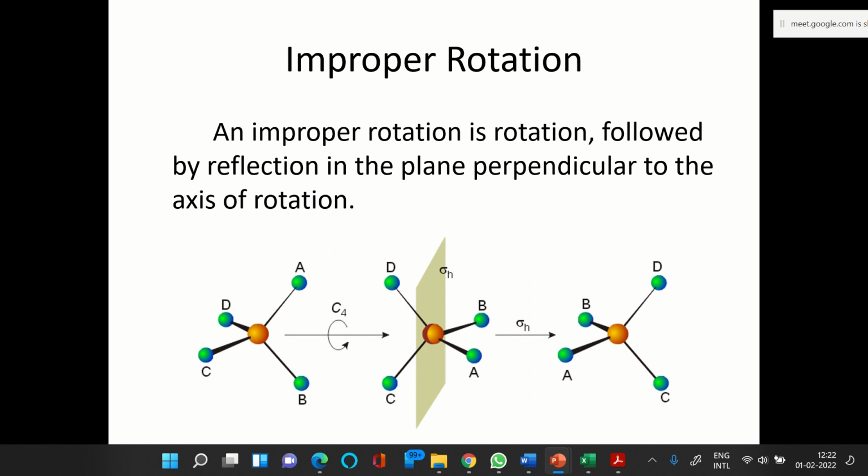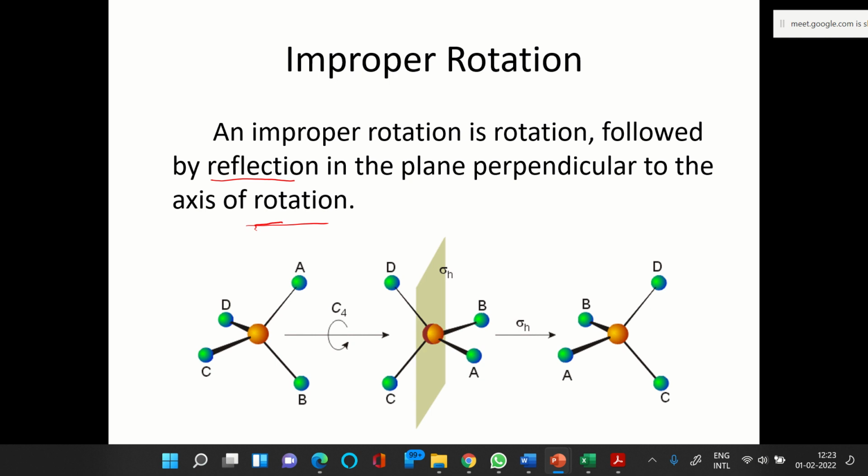And then related to this, the last one is the improper rotation. Improper rotation is something that is a combination of reflection and rotation together. You can visualize it as carrying out a reflection, and then in the perpendicular plane you can rotate, or vice versa.